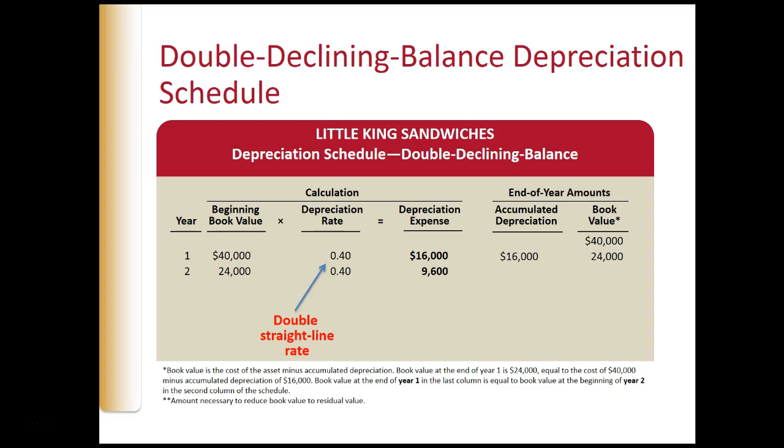service life. The most common declining balance rate is 200%, which we refer to as the double declining balance method, since the rate is double the straight line rate.